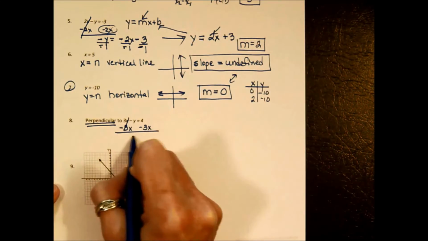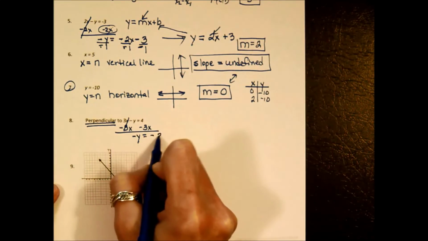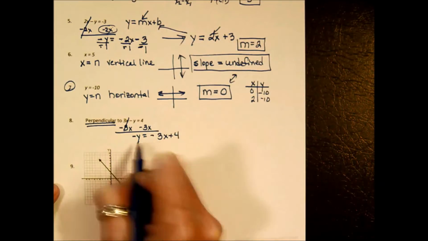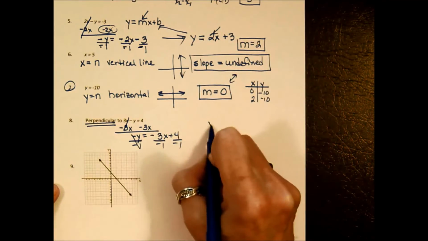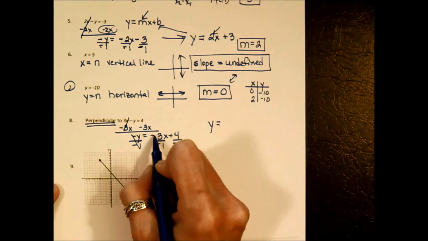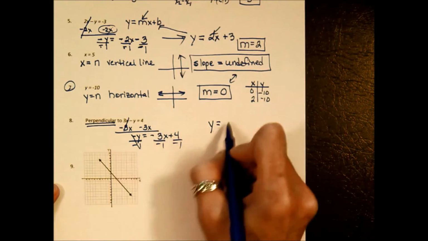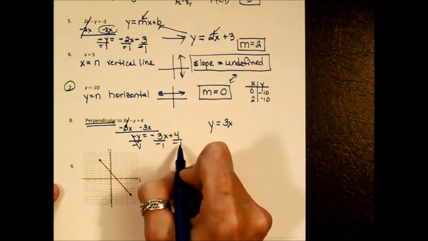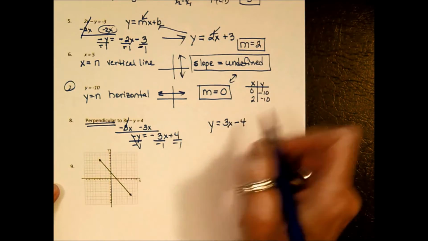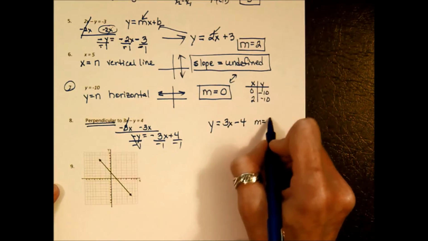So I have -y equals -3x plus 4. Now I'm going to divide by -1. I get y equals negative divided by negative is positive, so that's a 3x. Positive divided by negative is a negative. So what I know is the slope of this line is 3.